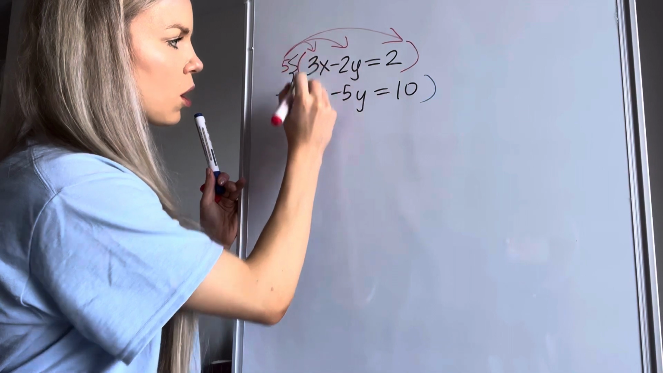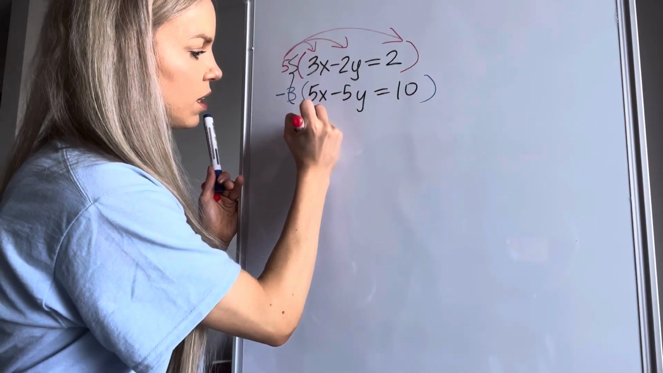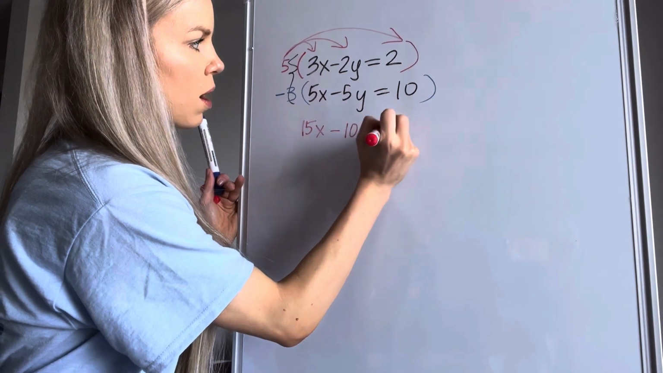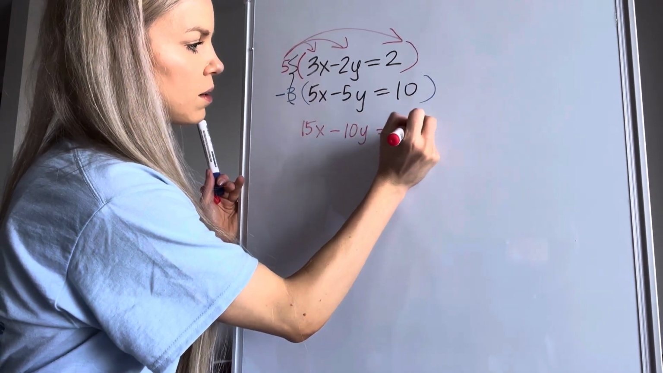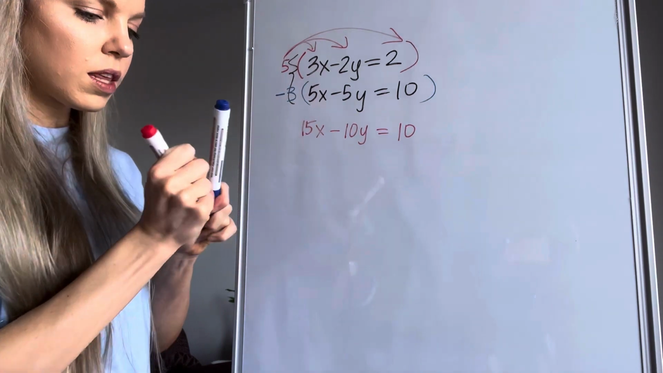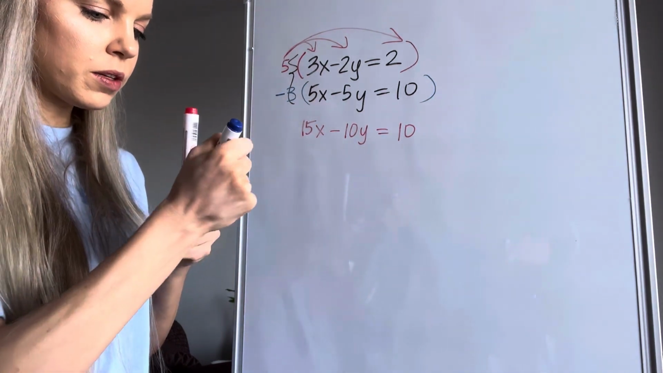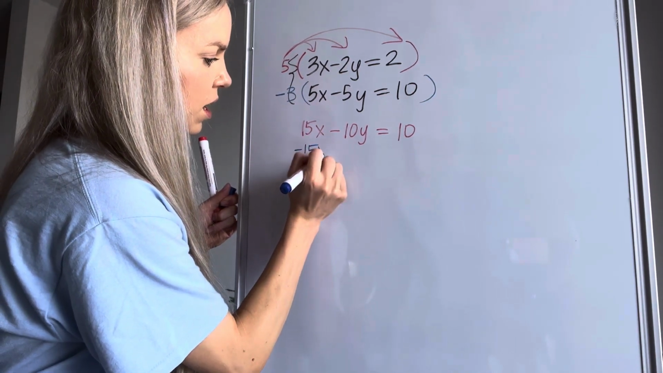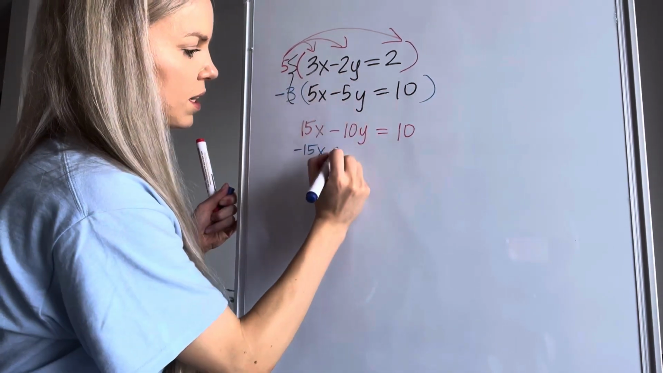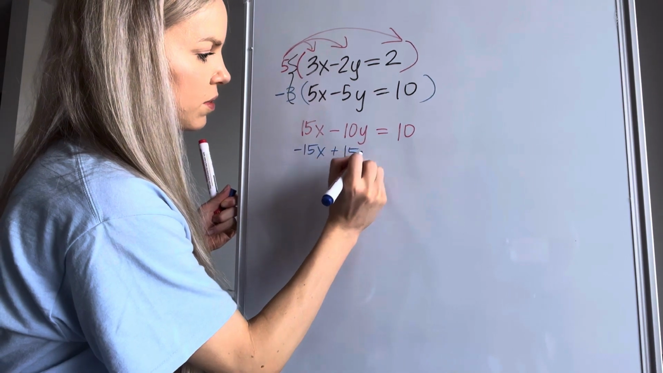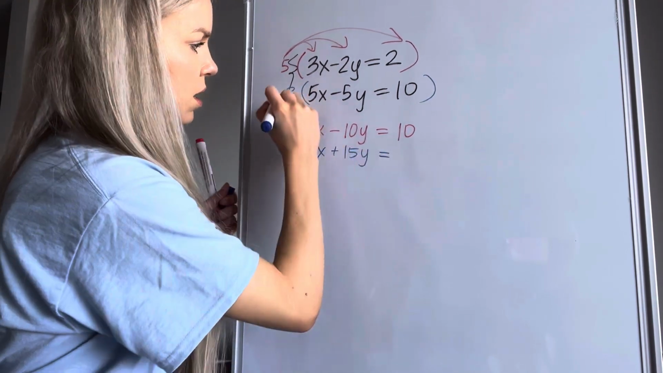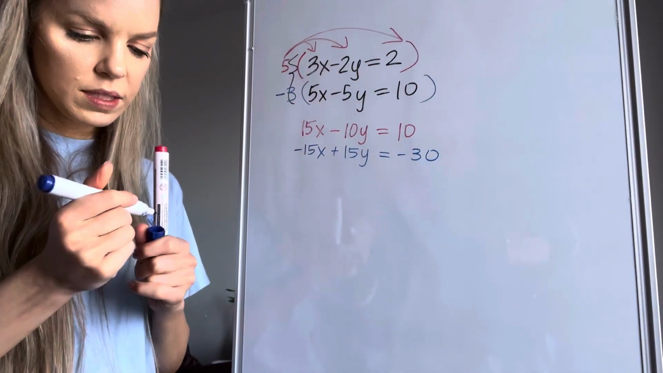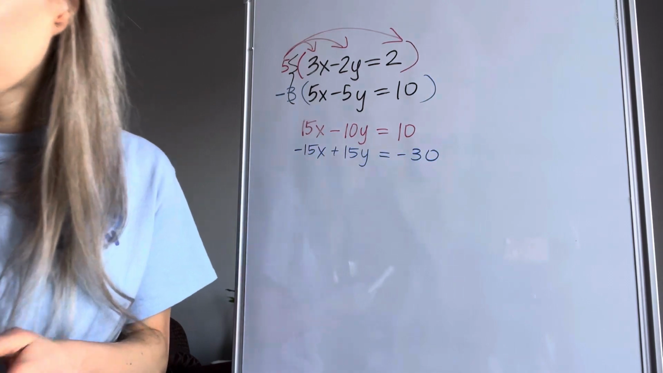My new top equation would be 15x minus 10y equals 10. And then the new bottom equation is going to be negative 15x. Negative 3 times negative 5 would be positive 15y. Negative 3 times 10 would be negative 30. So this is my new system of equations.